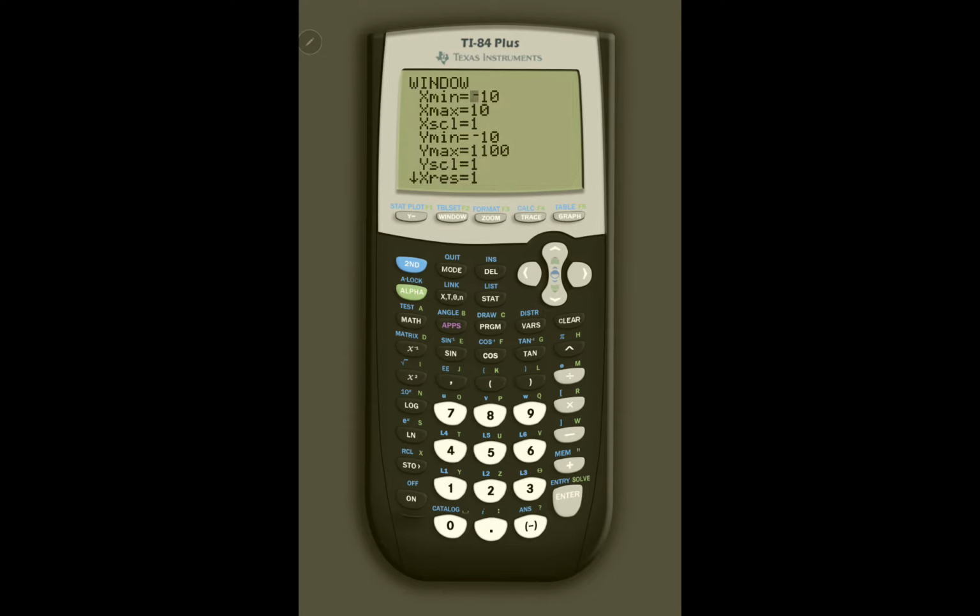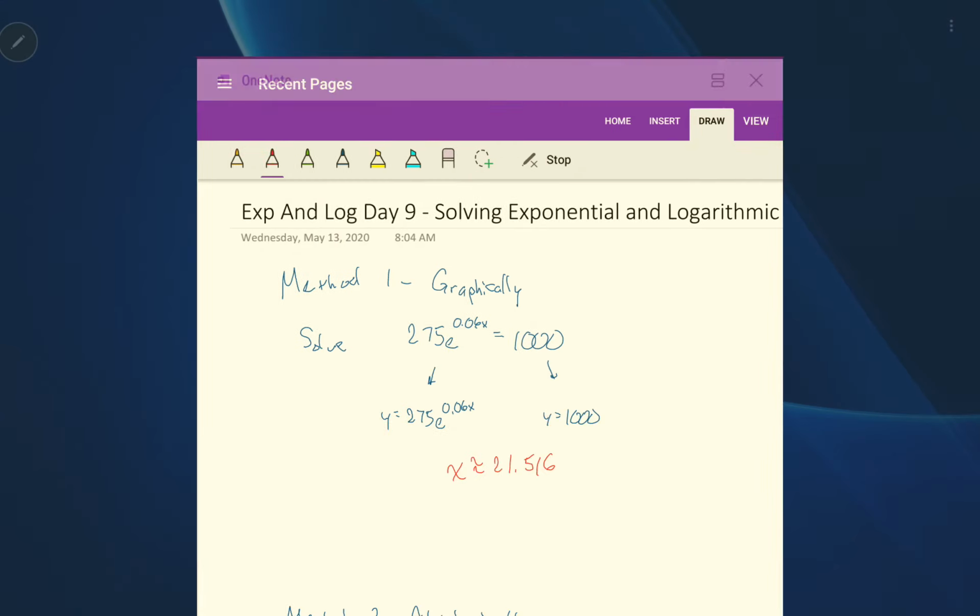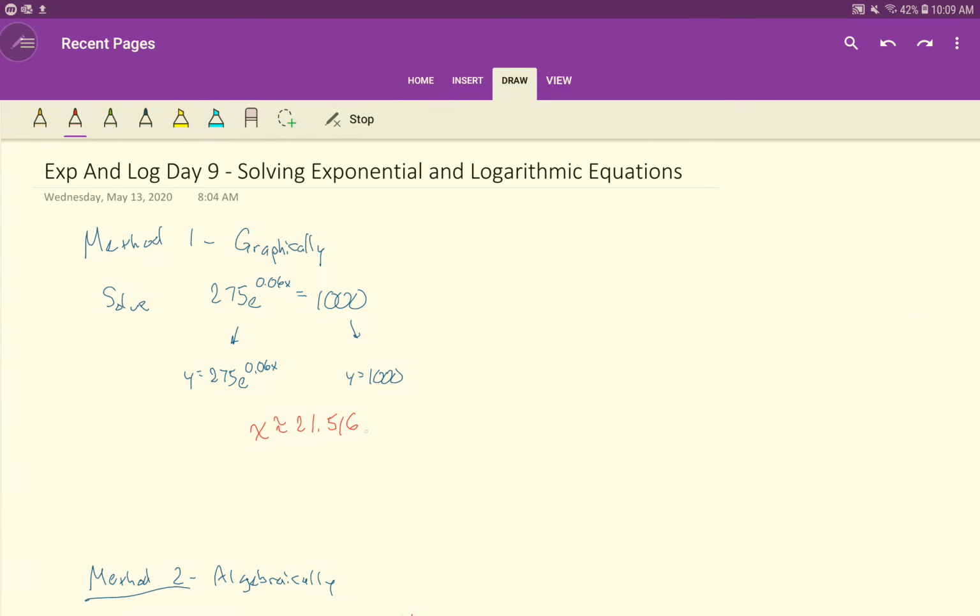So I need to adjust my window one more time, and I'm going to go further right by adjusting my x max to 50. And again, you kind of just have to play around with it a little bit sometimes. If you guess too high, guess too low, you just keep adjusting those x values. I would suggest only adjusting one number at a time, though, to help you keep your bearings. Then we'll go to second trace, go down to intersect, and hit enter, enter, enter, and voila, there's our answer, about 21.516, which you can see here is what I've got.